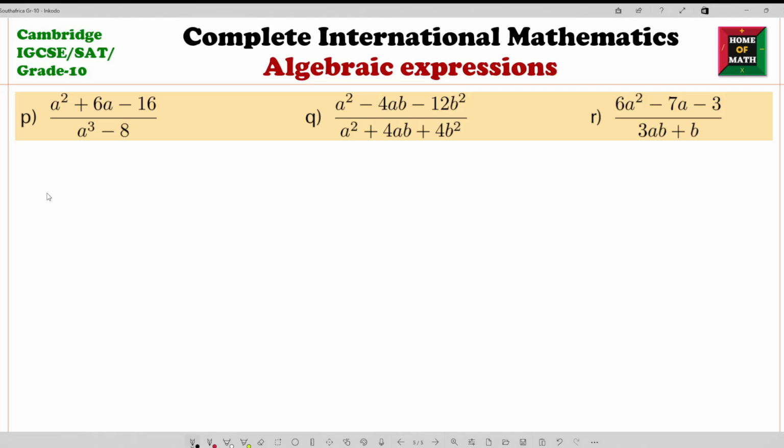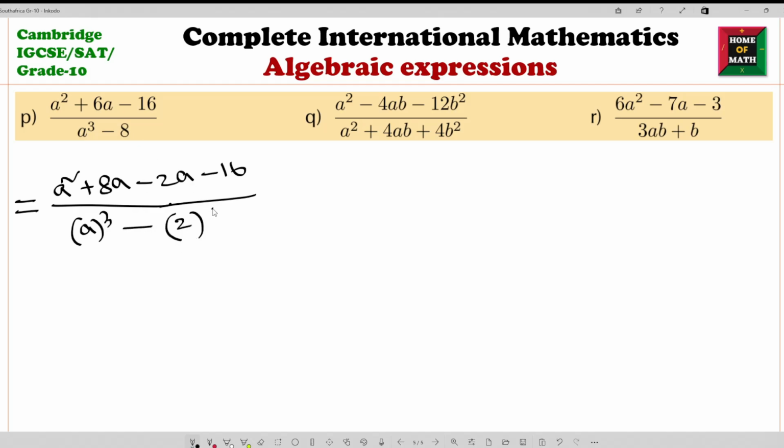Number P. This algebraic fraction we are seeing, in the numerator a square plus 6a minus 16 and denominator a cube minus 8. So in the middle term factor we can write a square plus 8a minus 2a minus 16. Why are we writing this one? Because 8 times 2 means 16 and 8a minus 2a means plus 6a. And a cube minus 8 we can write as a cube minus 2 cube.